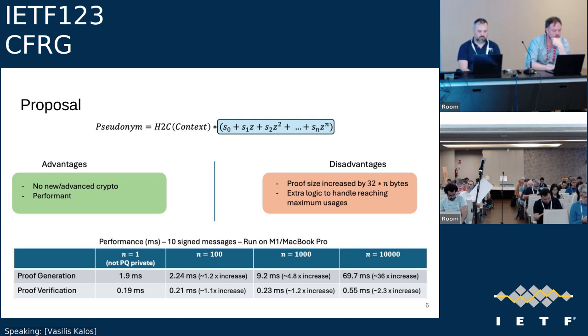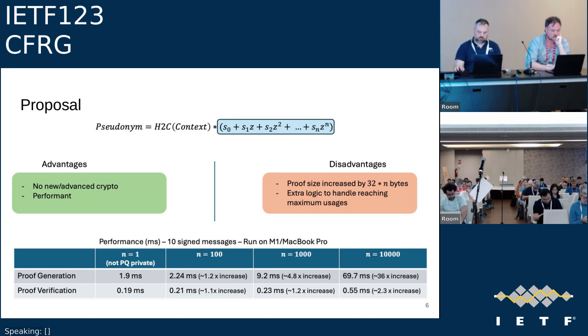Another disadvantage is that since you get n different pseudonyms that you can use before privacy is compromised by a quantum computer, there's going to be some extra logic needed in the application to handle the case where you need more usages out of your pseudonym. Where this logic goes, in the relying party, at the user edge, and so on, will be an application decision. But we do want to provide some guidance on how to do that in the document if we decide on this approach.